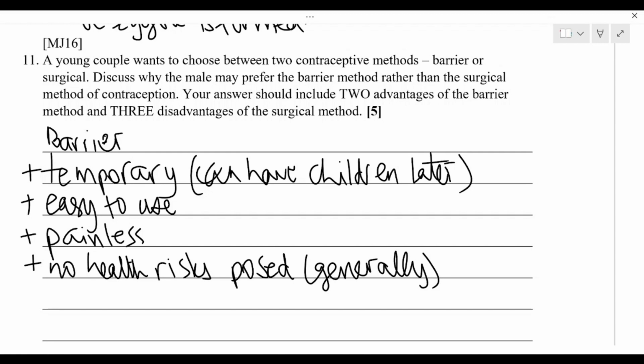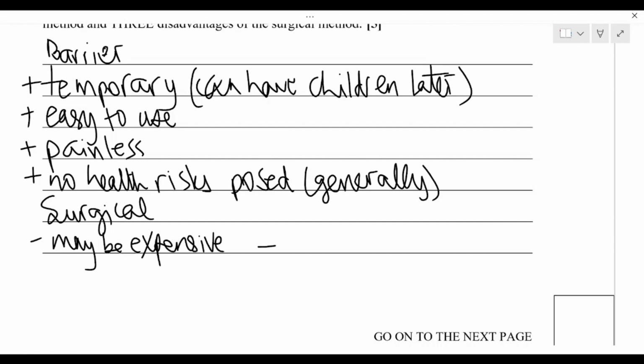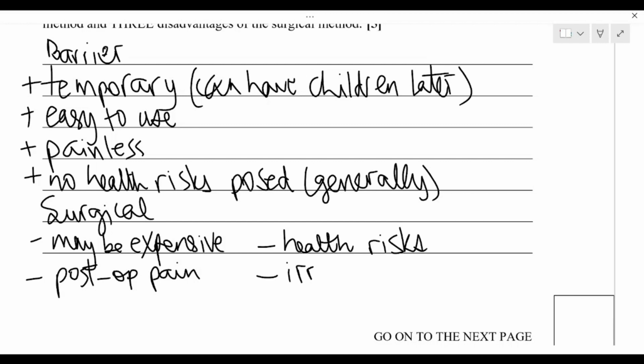The disadvantages of surgical methods include: it may be expensive. There are usually health risks associated with the procedure. It may result in pain after the operation. It may be irreversible. And it does not protect against STIs.